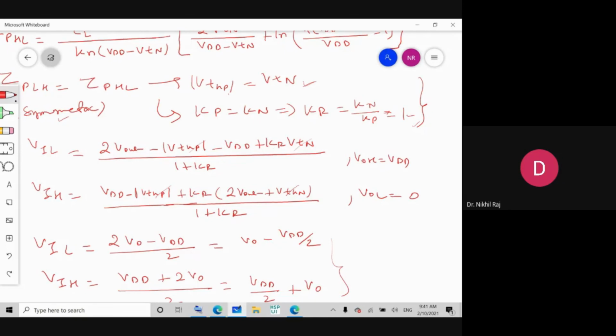So these two criteria are very important to meet. However, due to the device behavior, the mobility of electron cannot be equal to the mobility of hole, so Kn and Kp cannot be made equal. This can be made equal only how, that we'll see.